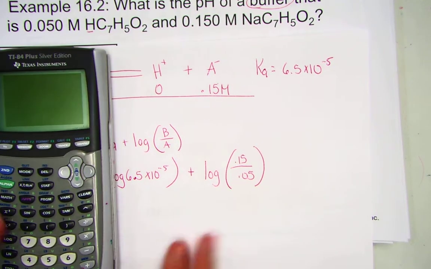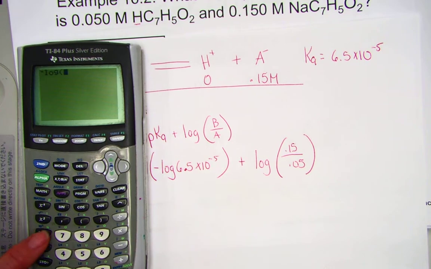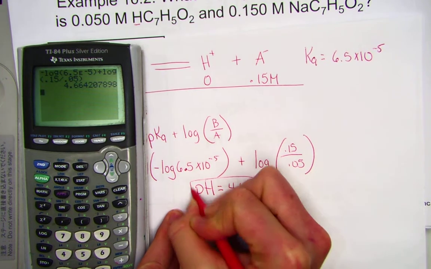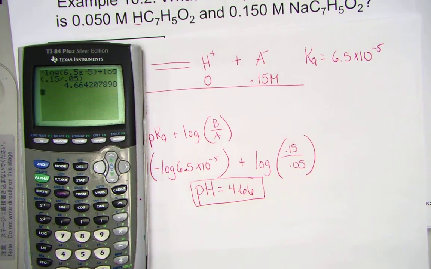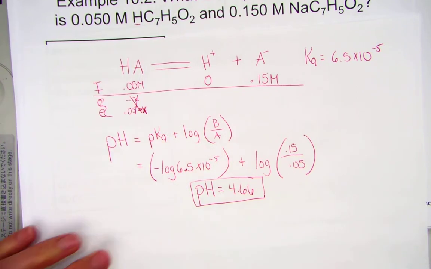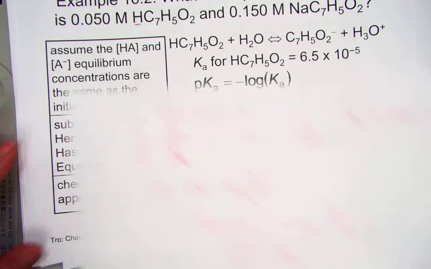Let me get the calculator on the screen. We get negative log of 6.5 e negative 5, close parenthesis, plus the log of the ratio of 0.15 over 0.05, close parenthesis, equal. pH is 4.66 pH units. Negative log of Ka is pKa plus the log of the ratio of conjugate base over the acid. Gets us 4.66 pH units. Much easier than an ICE chart.